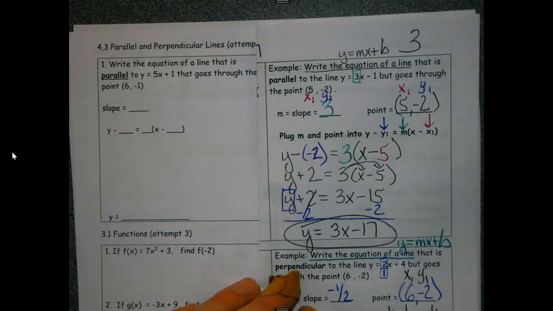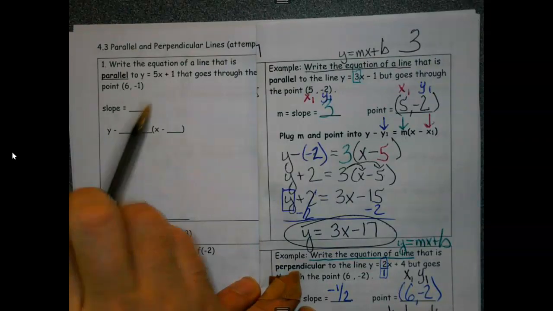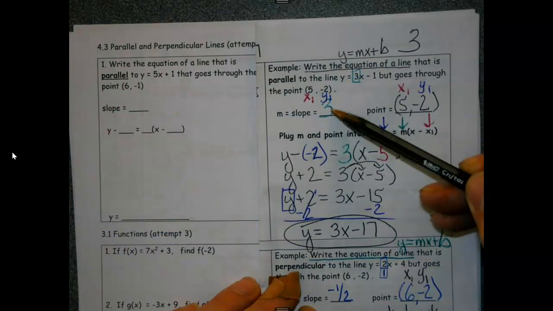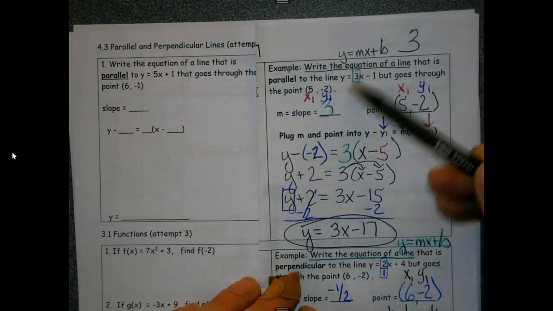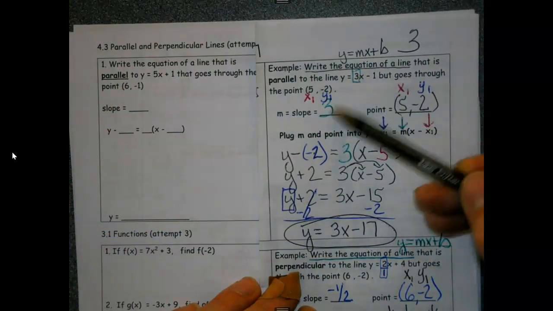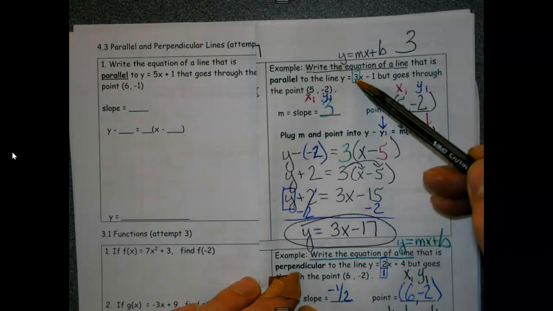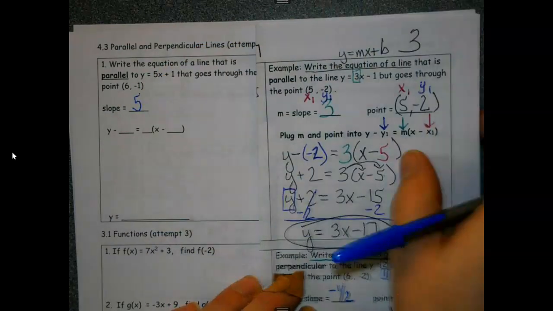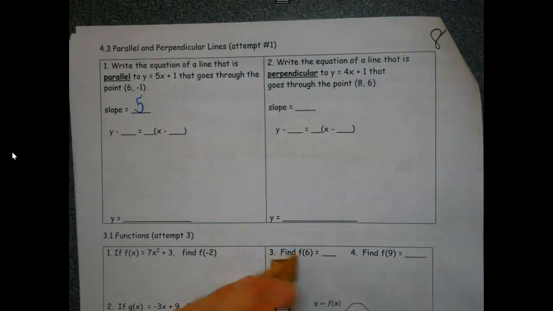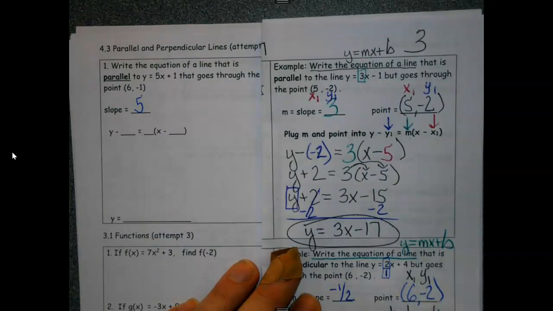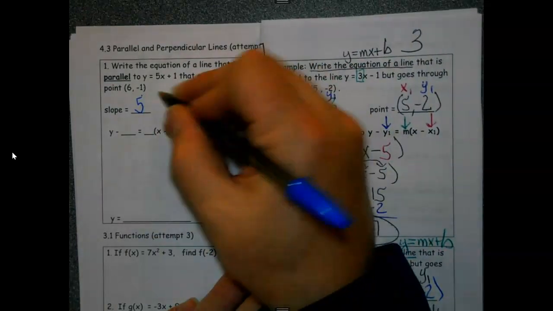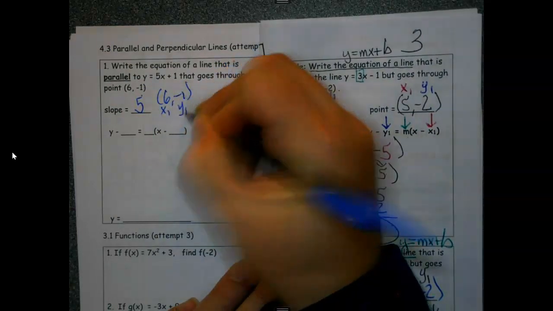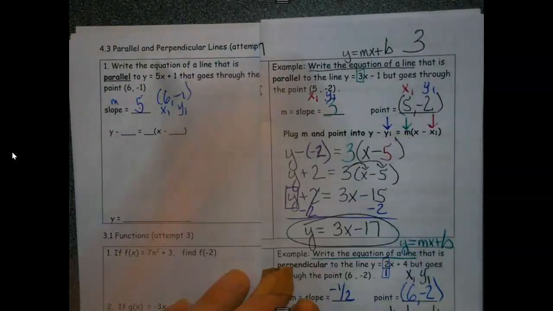What's my slope of my parallel line to this going to be? 5. Okay. Whatever number's in front of x, because that's my slope. So here, that's my notes. Okay. And then I've got my point right here. So I've got my x1 and my y1 to go with my slope, my m.